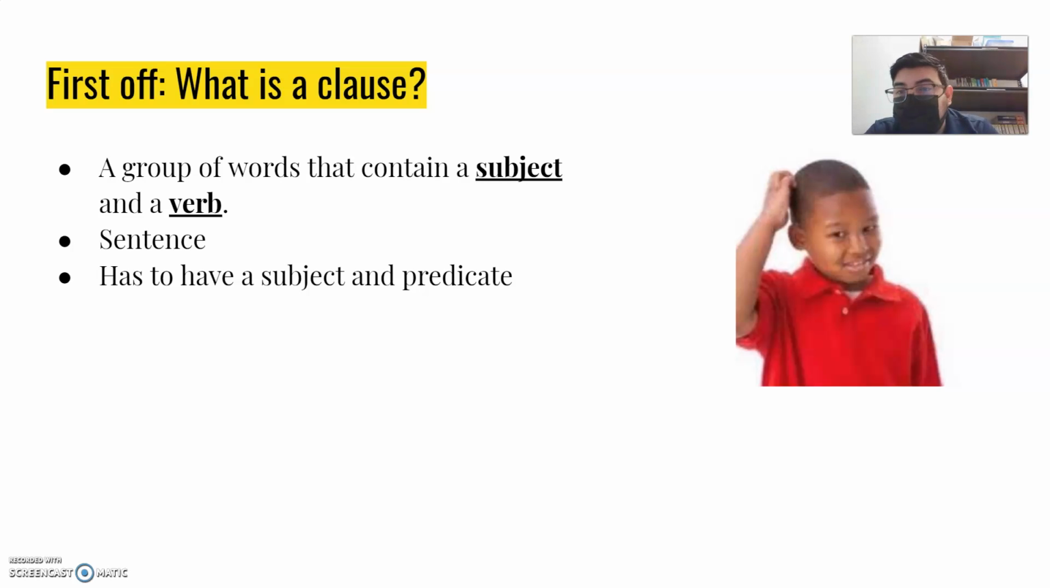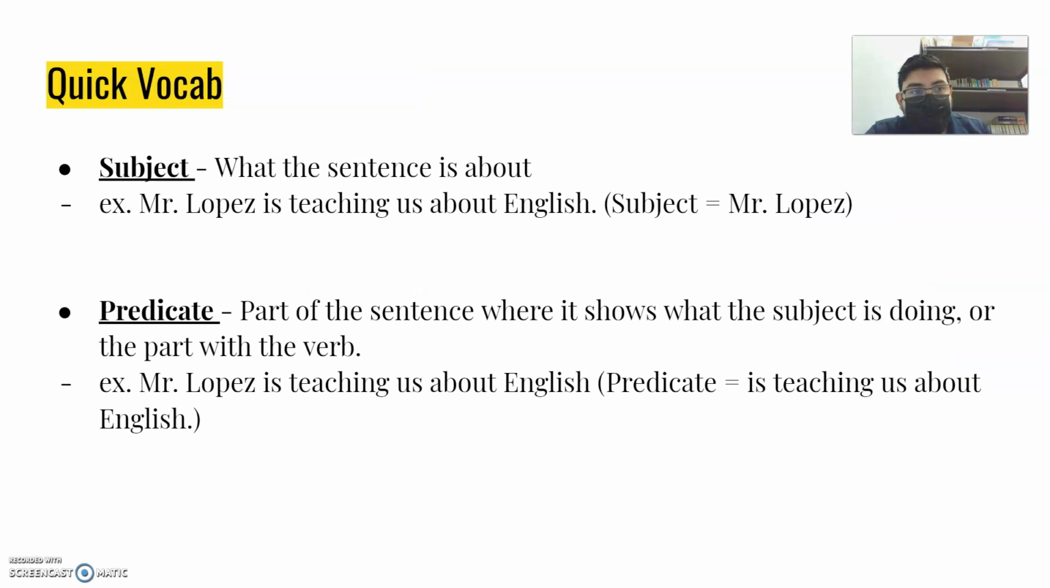So, it's a sentence. Bare bones, breaking it down. A clause is a sentence. It can be a little bit more, but you'll see in a few slides. But for purposes of today, it's a sentence. It's got to have a subject and a verb. Not only does it have to have that, it has to have a predicate. A predicate is the back half of a sentence. So the subject is the first part of the sentence, and then the predicate is what comes after. All right. So let's do some quick vocab.